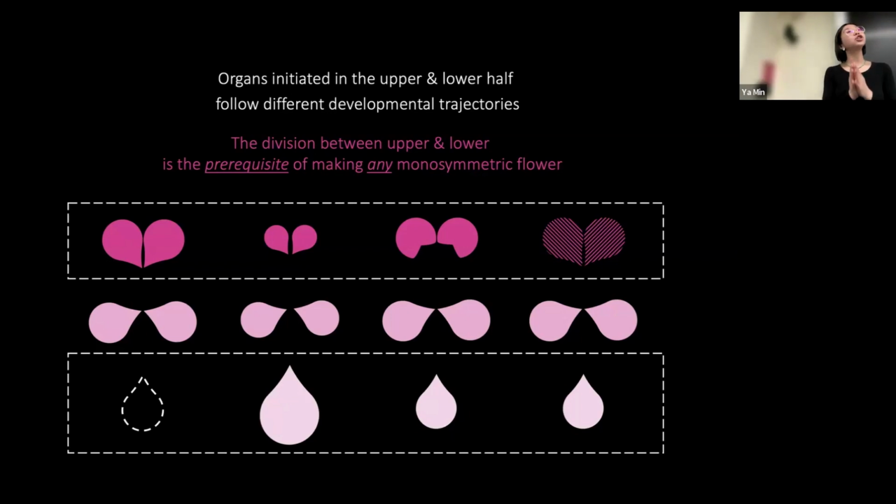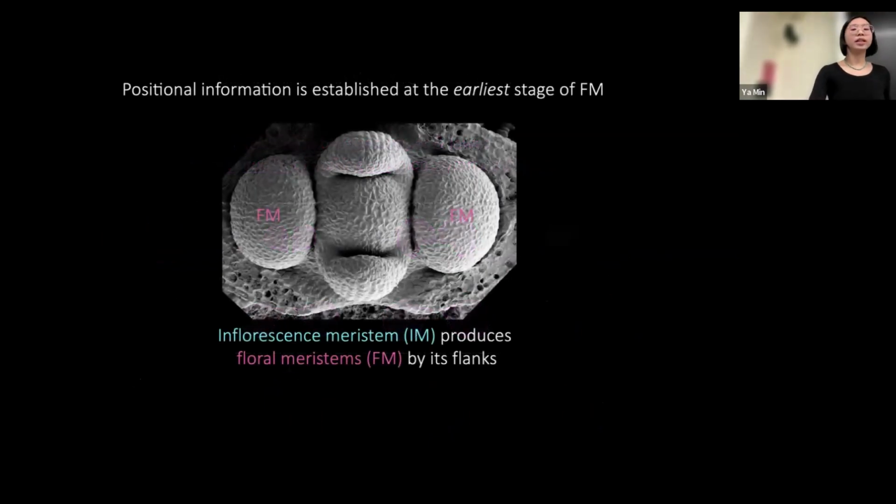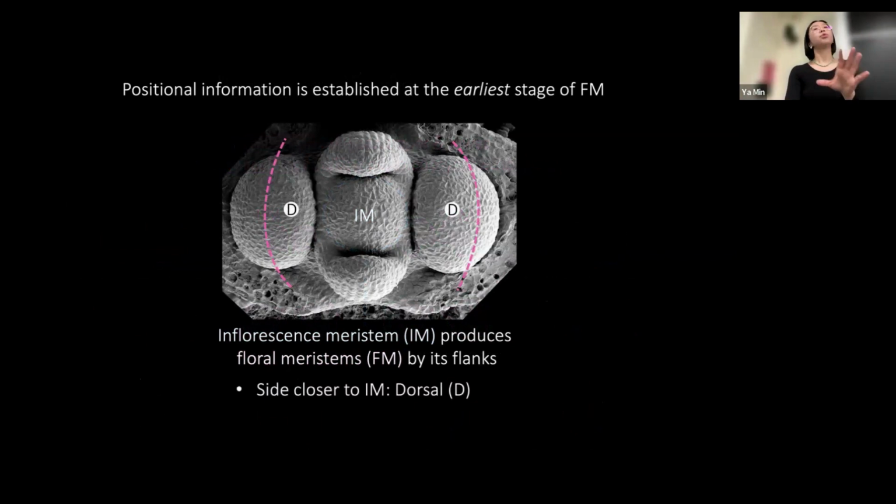And this division, we can actually physically distinguish it since the very beginning of a flower, because when the floral meristem is just produced, it's being made by another type of meristem called the inflorescence meristem. So once an inflorescence meristem produces a floral meristem on the flank, by default, half of its cells will be located relatively closer to the inflorescence, right? And we'll call that the dorsal domain. And the remaining cells will be located physically further away from the inflorescence, which we call the ventral domain.